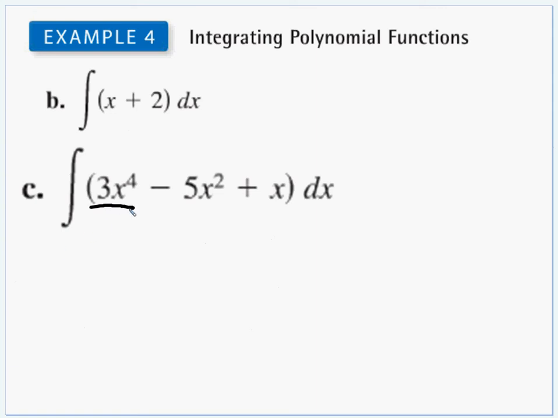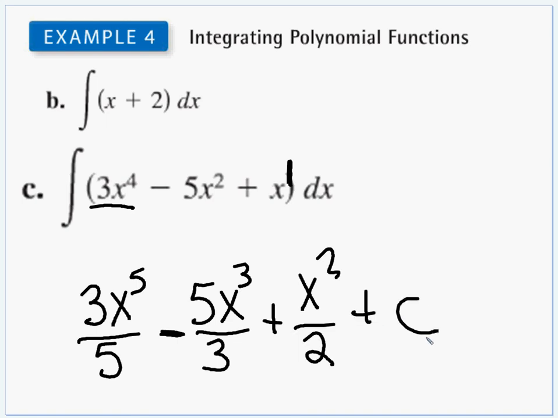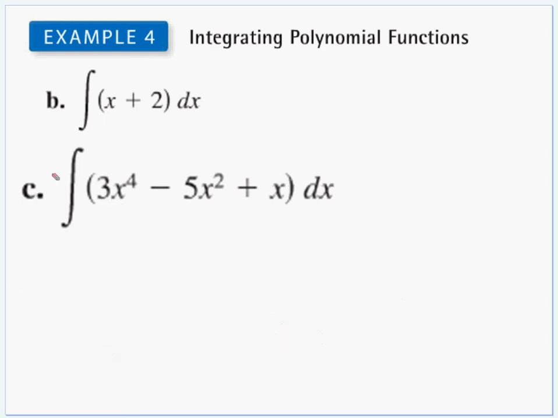So let's antiderive the first term. 3x to the 5 over 5. Raise the power by 1, divide by the new power. Next term, 5x squared is going to become 5x to the third over 3. X to the first is going to become an x squared over 2. And don't forget that constant of integration. There's our final answer. Raise that power by 1, divide by the new power.